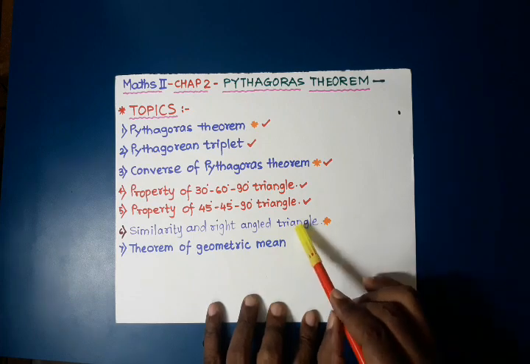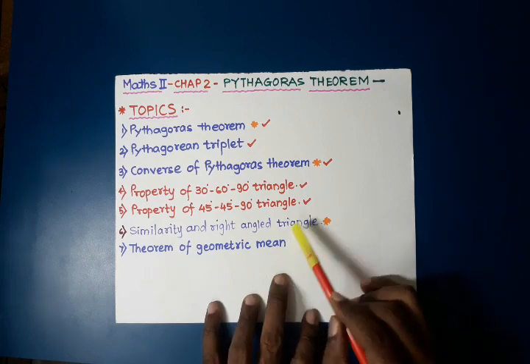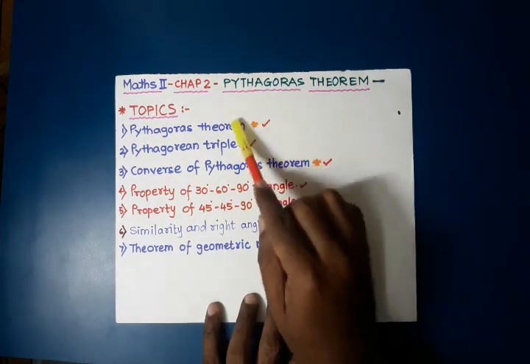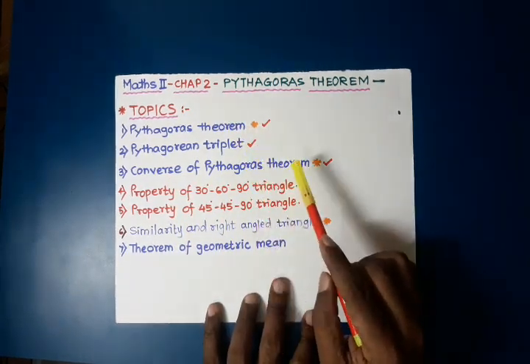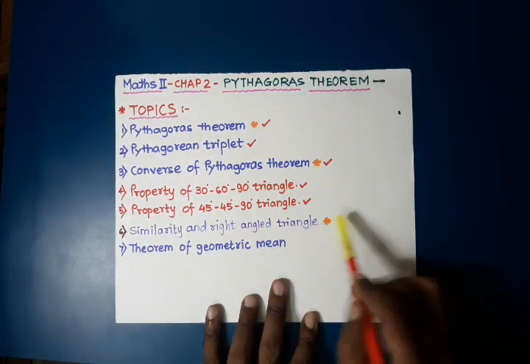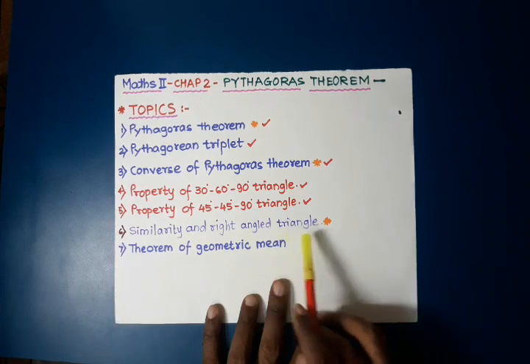This theorem is very important because the proofs of Pythagoras theorem and the converse of Pythagoras theorem totally depend on this theorem. So let's start today's lecture with similarity and right angle triangle.